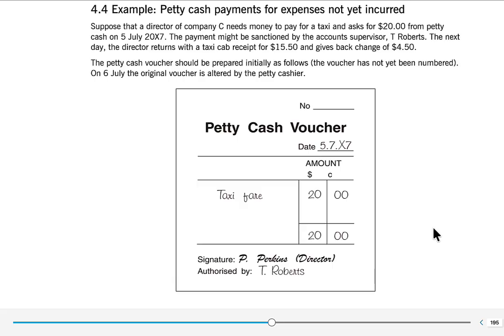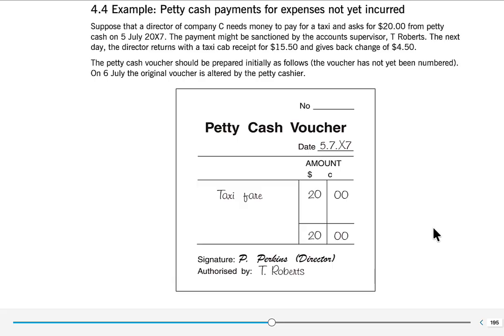The situation in the example: a director of the company needs money to pay for a taxi, but the taxi has not been paid yet, so the director asks for petty cash in advance. The request is for $20.00. This happens on the 5th of July, year 20x7.